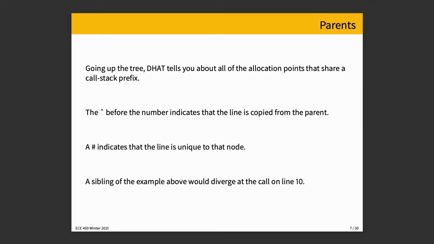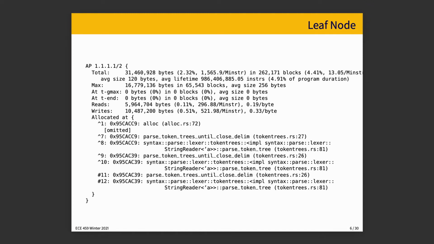So going up the tree, we can also look at the allocation points that share a call stack prefix. If there is a little circumflex, that hat thing, before a number, it indicates that line is copied from the parent. If there is a number sign or pound symbol, it indicates that this line is unique to this node, so it's interesting and relevant here only. And if there were a sibling call, it would diverge on line 10, not calling, say, parse token trees until closed limb, and so on and so on. And at the parent level, you also get an insight into what happens with all of the children nodes as well. So every function, every interesting point.